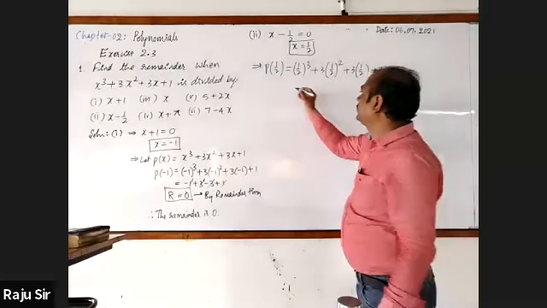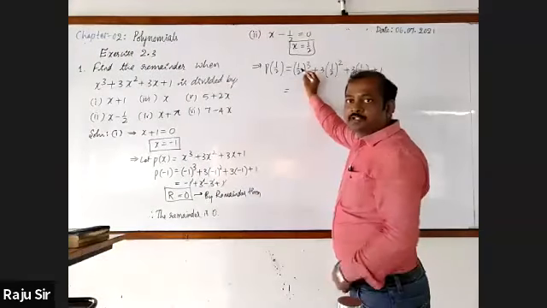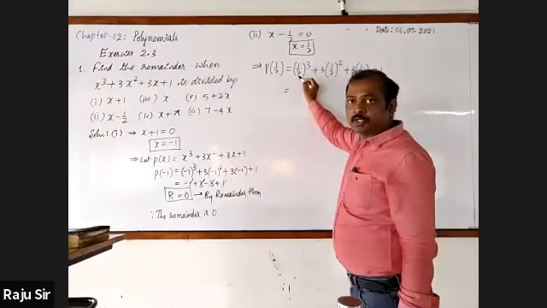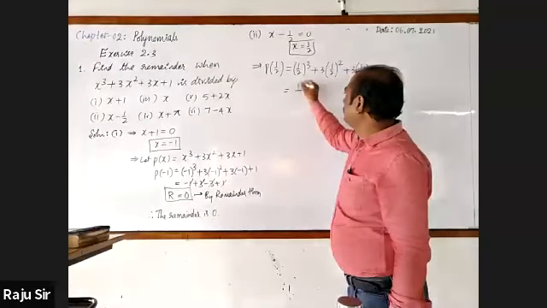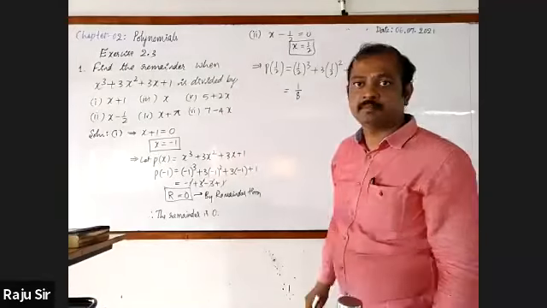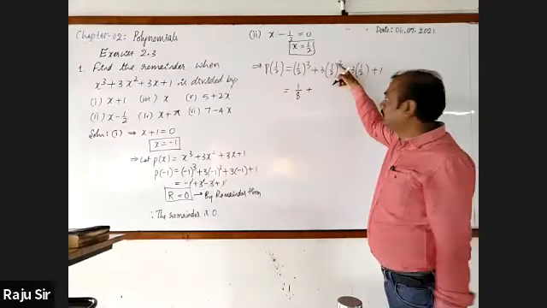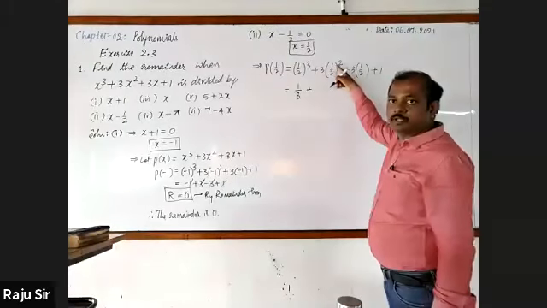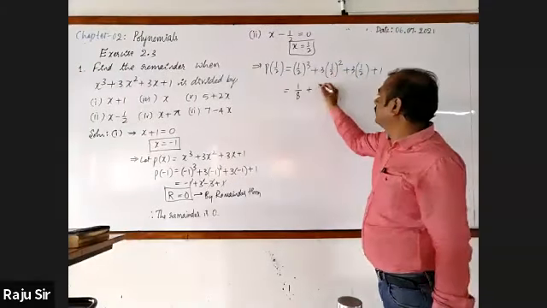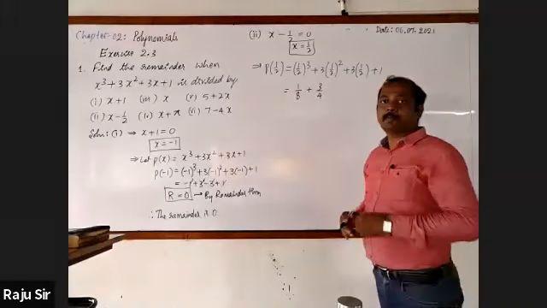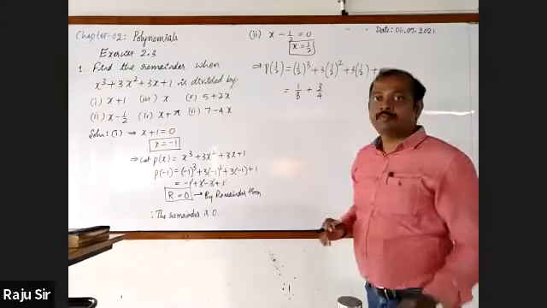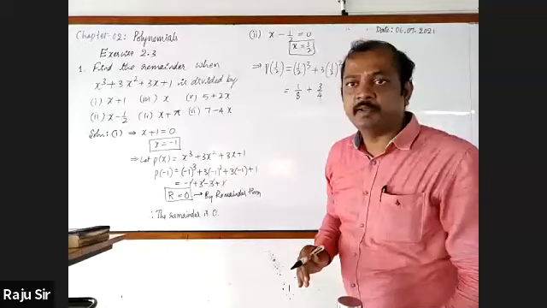Next, continue. Your first term: apply cube to both terms. 1 cube is 1, 2 cube is 8. Plus, here 1 cube is 1 and 2 square is 4. It is 1 by 4. 1 by 4 times 3 will be 3 by 4. If doubt is there, please ask me.